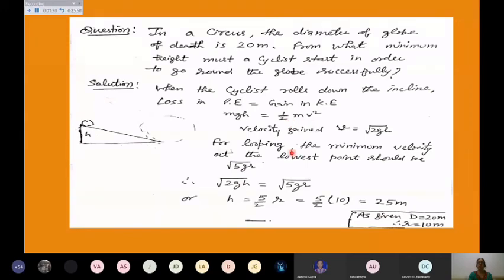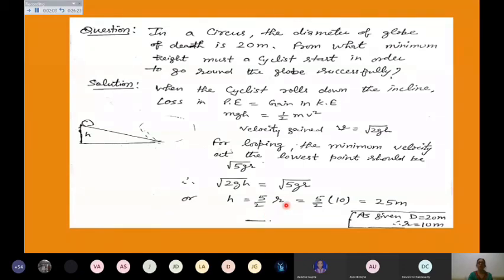And for looping, this v should be equal to square root of 5gr. So if I equate these two, 2gh should equal 5gr. It means h should be equal to 5 by 2 of the radius. This result you can use directly, and all this mathematics you can do in a theoretical question as well. That way also the question can be framed. So in that case you can directly use this formula, that h should be equal to 5 by 2 of r.